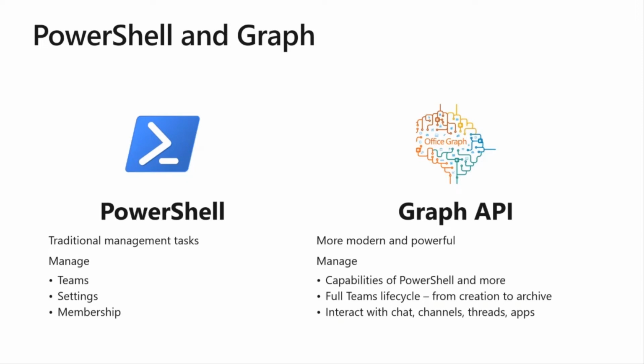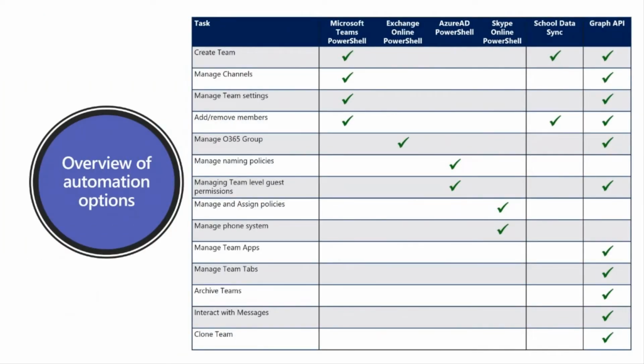So this is where, yes, PowerShell does give you some abilities over Teams, but if you want the more modern and more powerful management capabilities that give you control over every step of the life cycle, this is where the Microsoft Graph is really the next step, with the ability to fully manage teams at scale and that life cycle.